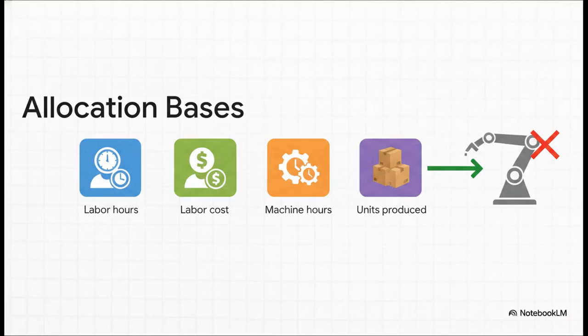Since we can't trace overhead directly, we have to allocate it using a reasonable and consistent basis. The golden rule here: your allocation base has to reflect how the factory actually consumes those resources. Your main options are usually direct labor hours, direct labor cost, machine hours, or units produced. For instance, if you're looking at a highly automated robotic factory, allocating overhead based on direct labor hours makes absolutely no sense, right? Machine hours would be the true driver there.